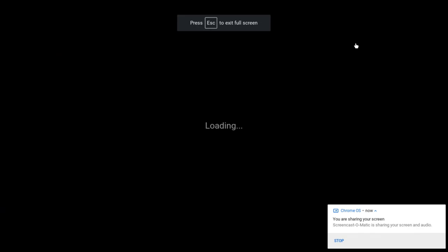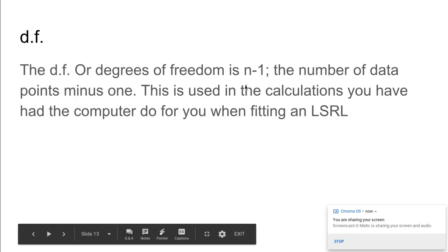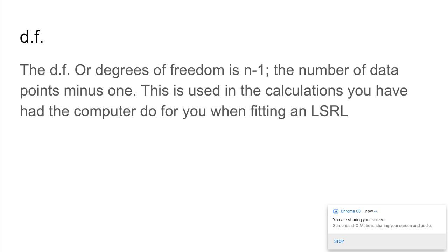Let me go back here. Degrees of freedom. The degrees of freedom is n minus 1. We had 11 data points, so we would have a degrees of freedom of 10, 11 minus 1. And this is part of the calculation that you would need to do if you're not using technology. Some technology will report this out. We've already talked a little bit about interpolation and extrapolation, and I will do some more examples in class with you.